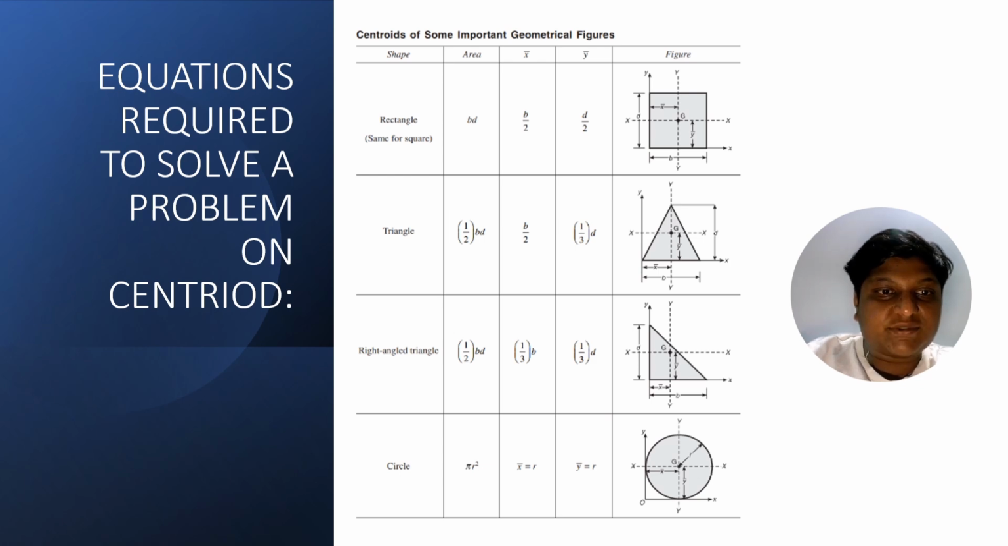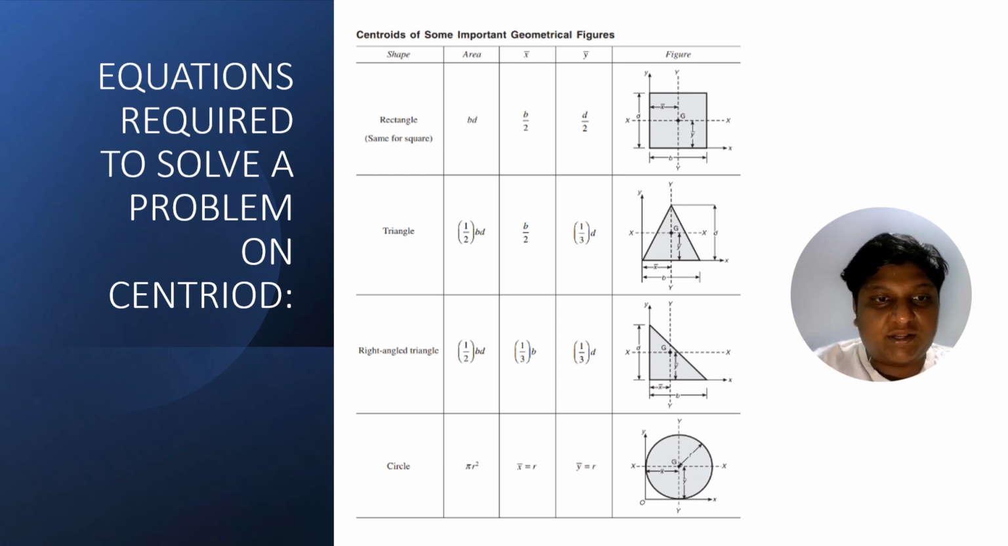Then after rectangle comes triangle. Same procedure for all the geometrical figures. For a triangle, we find the area. Area is half into base into height, which is half into b into h. Here we have taken h as d. After finding the area, we next move to the centroidal distance from the x-axis, which is x bar. The formula is the same as the rectangle, which is b by 2. Then, after finding the x bar, we go to the y bar, the centroidal distance from the y-axis. The formula to find the centroidal distance from the y-axis in a triangle is 1 by 3 into d. You can see the formulas over here, it's on your screen.